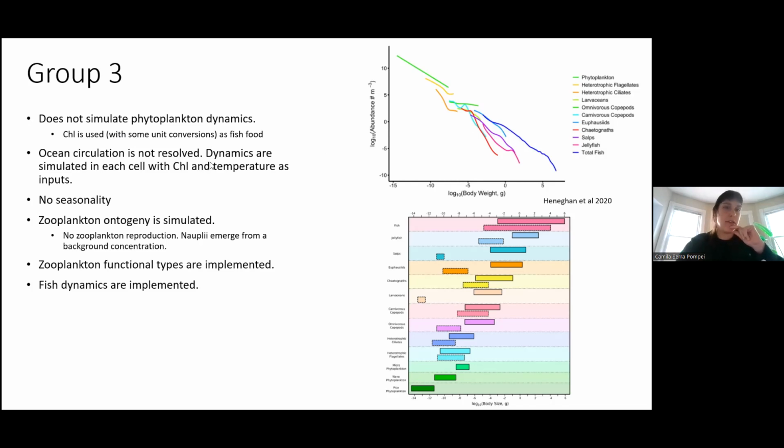As I said, the ocean circulation is not resolved. So they simulate in each cell with the chlorophyll and temperature inputs. And often there is no seasonality. It's taken as an annual mean. And this, I think, also applies for most of the size-spectra models of fish, which I'm not going to center here.